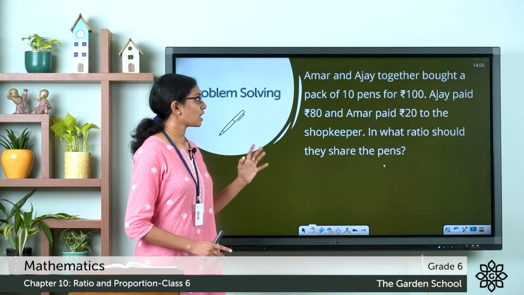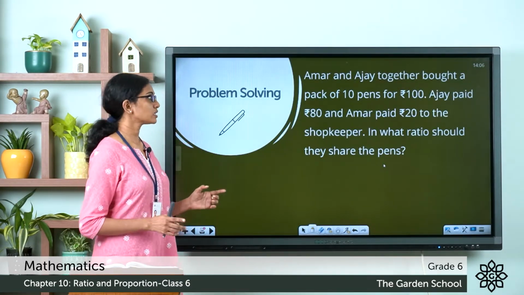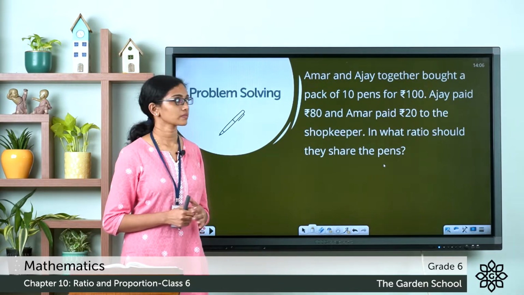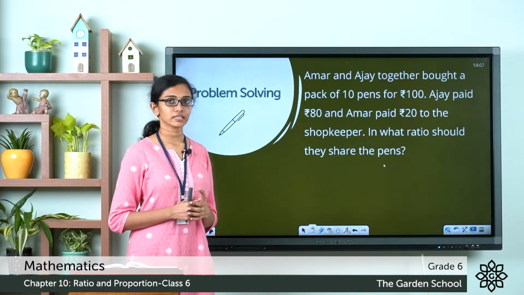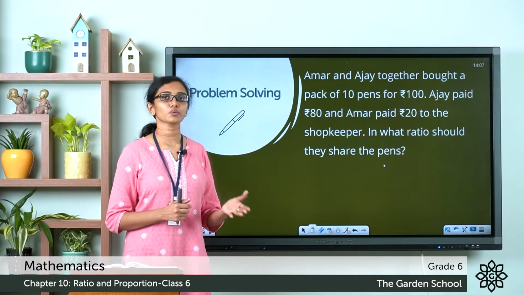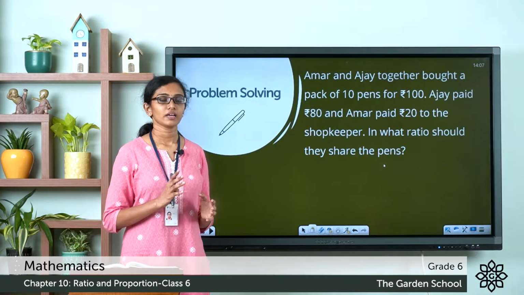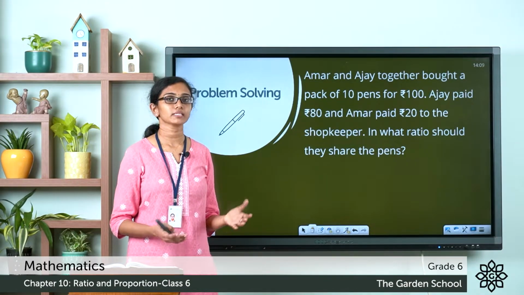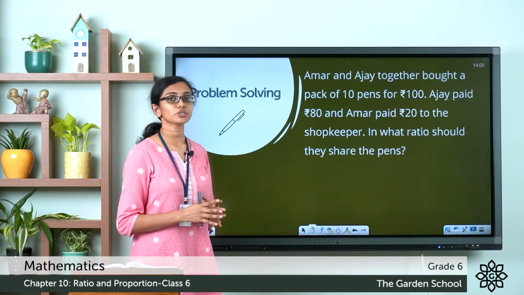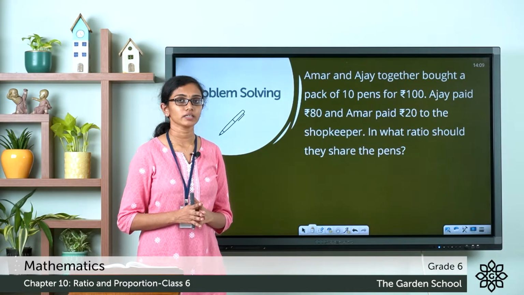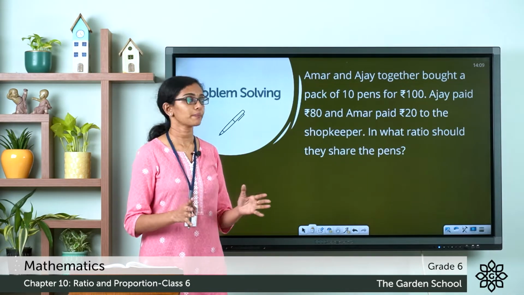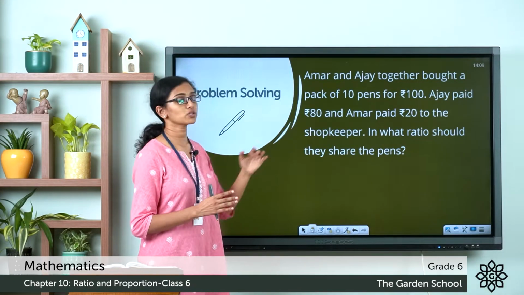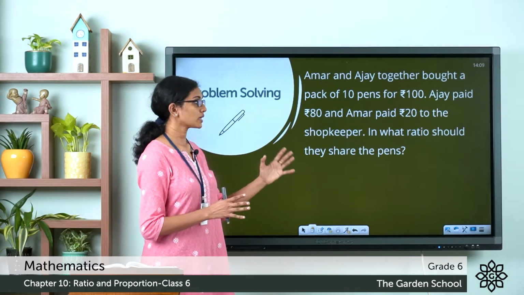So it says Amar and Ajay together bought a pack of 10 pens for rupees 100. Ajay paid rupees 80 and Amar paid rupees 20 to the shopkeeper. In what ratio should they share the pens? So what is given to us? Amar and Ajay together bought 10 pens in total. And for 10 pens, they paid a total of 100 rupees to the shopkeeper. And Ajay paid 80 rupees whereas Amar paid 20 rupees.